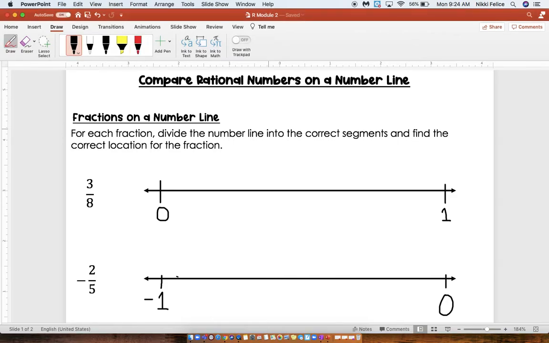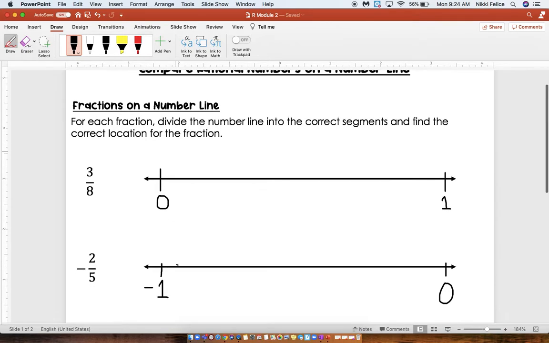Today we're going to learn how to compare rational numbers on a number line. Let's first start by looking at how to put a fraction on a number line. We're going to start with the number 3/8, which I know is less than 1 whole, which is why 3/8 is going to go between 0 and 1.